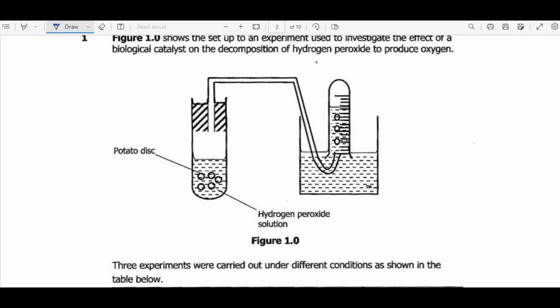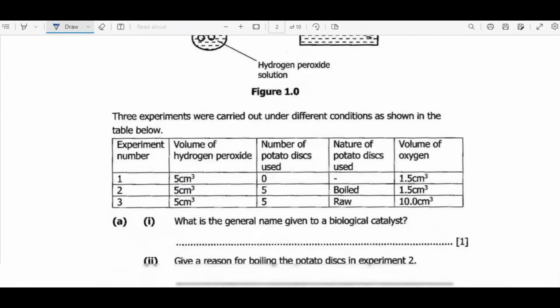Figure 1.0 shows the setup to an experiment used to investigate the effect of a biological catalyst on the decomposition of hydrogen peroxide to produce oxygen. So we have our setup with potato disc inside and hydrogen peroxide, then the gas produced by bubbles. Then we have the table.